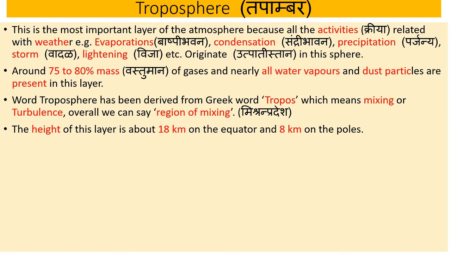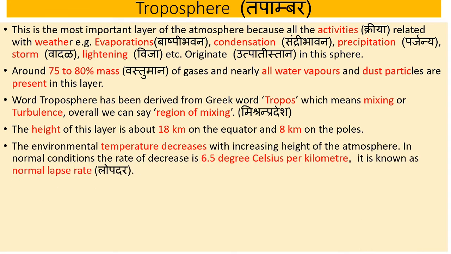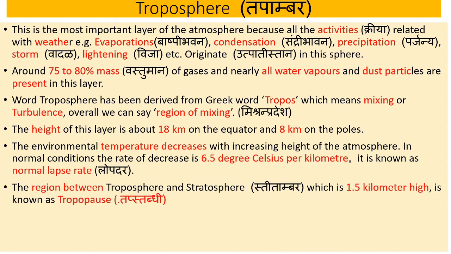The height of this layer is about 18 kilometers on the equator and it is 8 kilometers on the pole. The environmental temperature decreases with increasing height of the atmosphere. In normal conditions, the rate of decrease is 6.5 degrees Celsius per kilometer. It is also known as normal lapse rate.